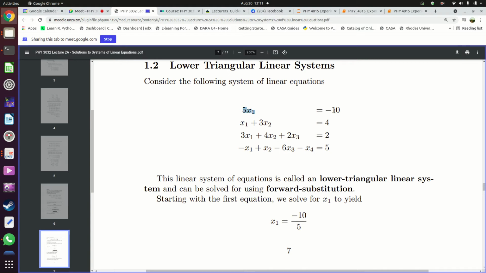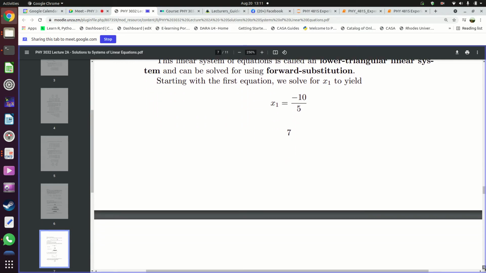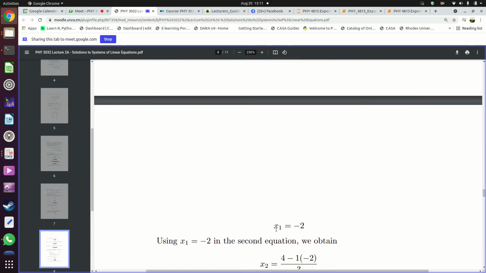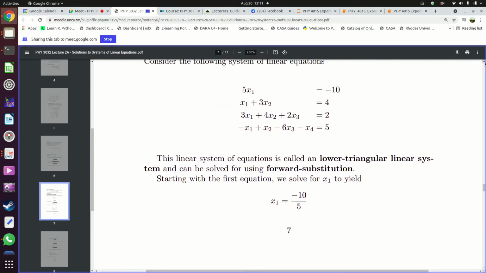5x1 equals minus 10. So if you start with 5x1 equals minus 10, then you end up with x1 equals minus 10 divided by 5, and you're going to have x1 equals minus 2. That's what you're going to end up with. Is that clear? Yes, sir. Then once you've found your x1 from the first equation, you're going to use your x1 in the second equation so that you can find x2.